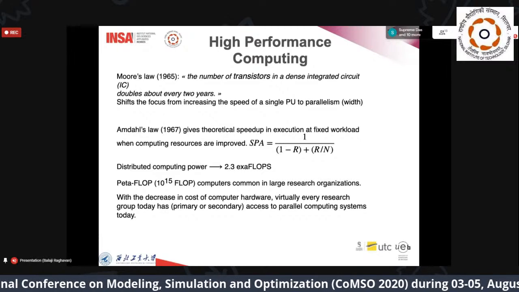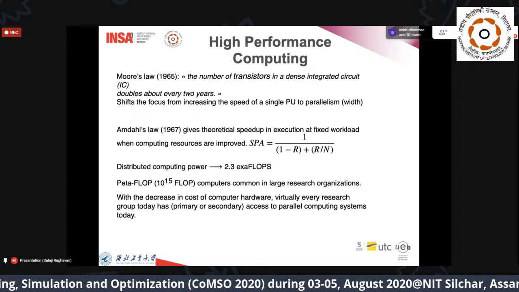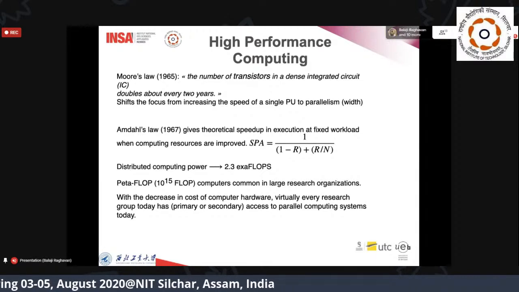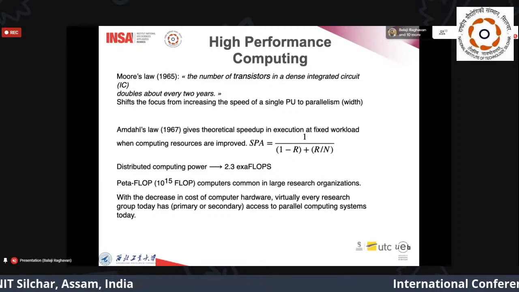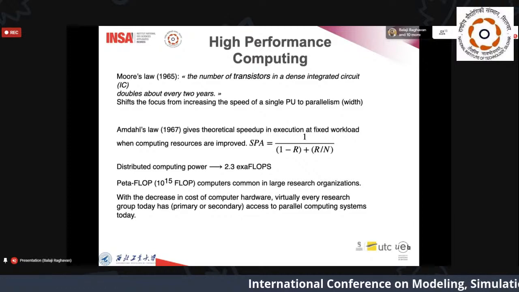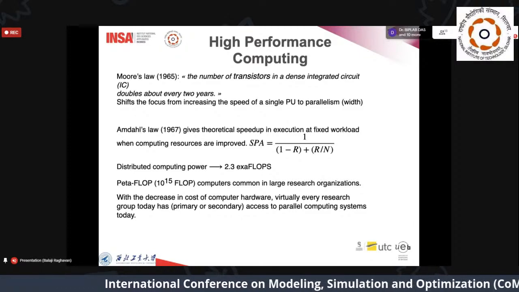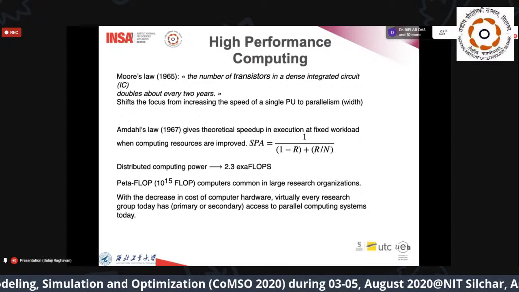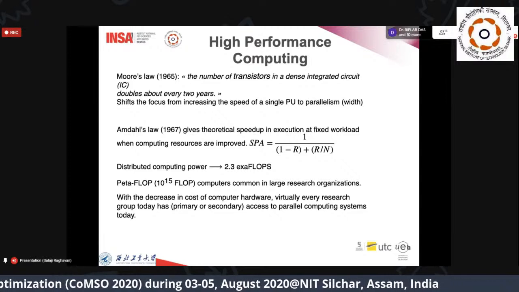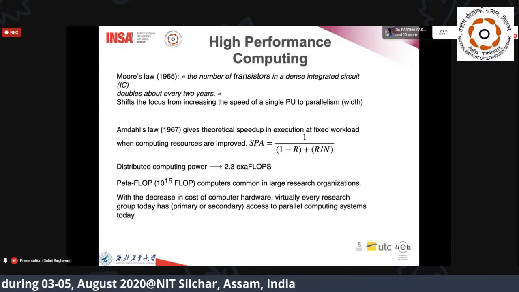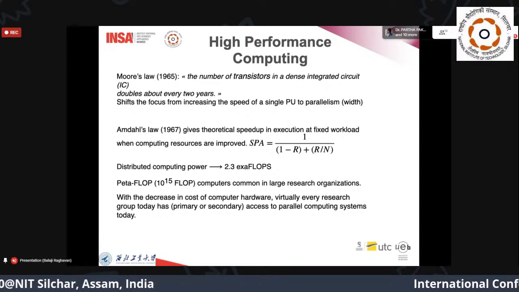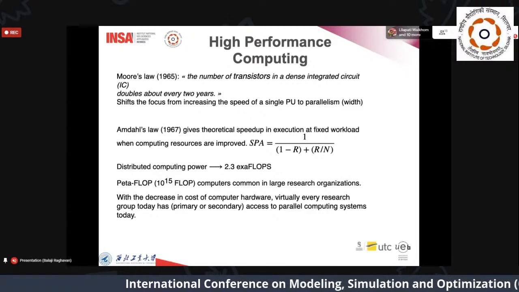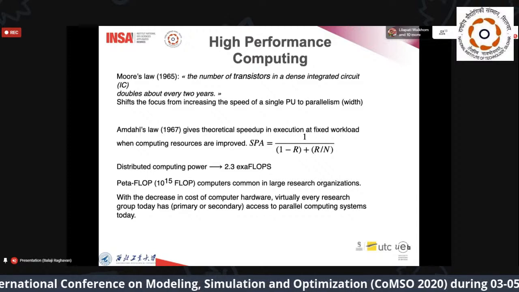Unfortunately, I believe, and I'm sure someone will correct me on this, at this point we can no longer, or at least we are close to the point that we can no longer respect Moore's law, because we can no longer add transistors to a chip, for a variety of reasons. Amdahl's law gives the theoretical speed up in execution for a fixed workload. So the same job, when you have multiple processors, based on the percentage of time that the algorithm has spent in the serial mode and the parallel mode.